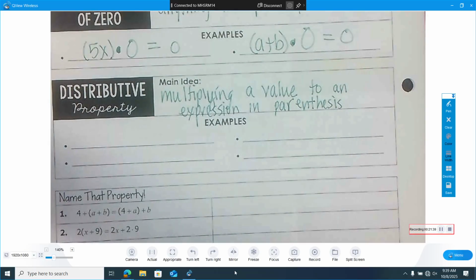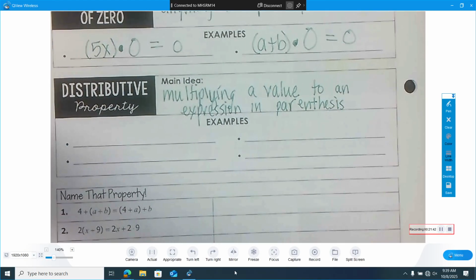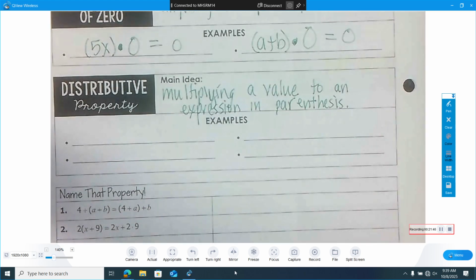P-A-R-E-N-T-H-E-S-I-S. Parentheses. It's got parent in the word. Sorry, I just realized that. They're motion censored.